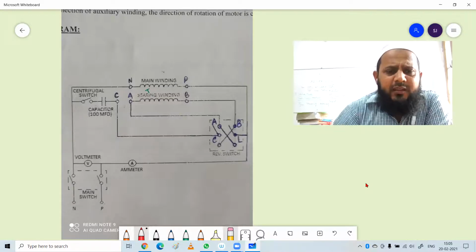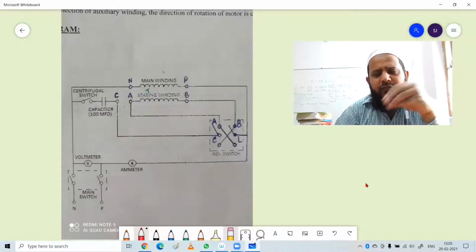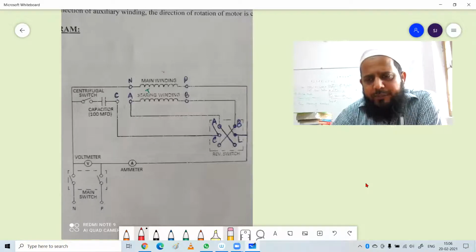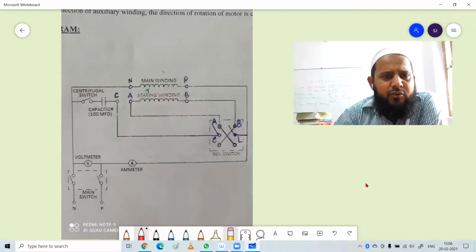Now, the picture in front of you is basically a circuit diagram of single phase induction motor, जिसको अभी हमने practically दिखाना है आपको.